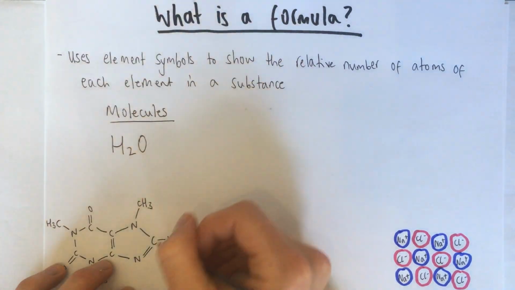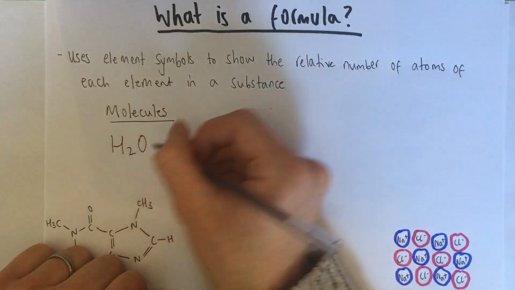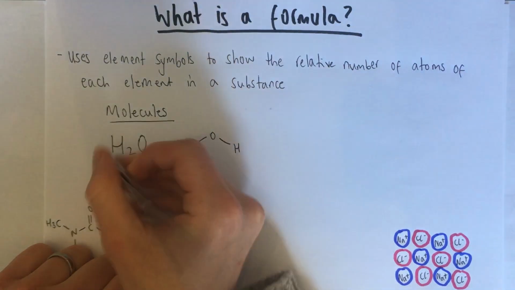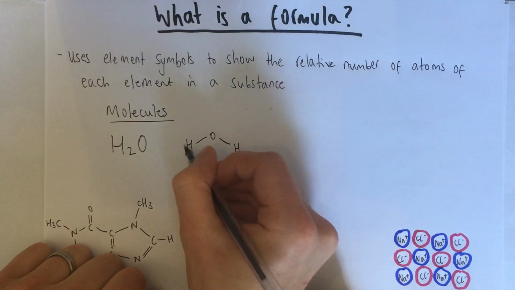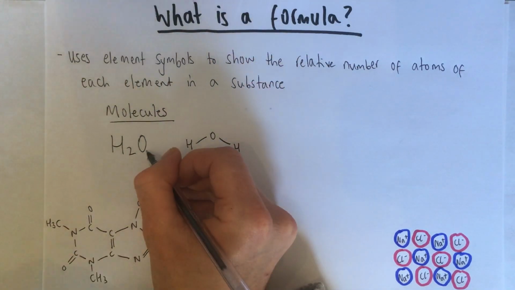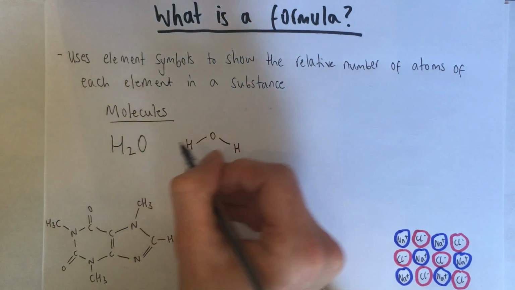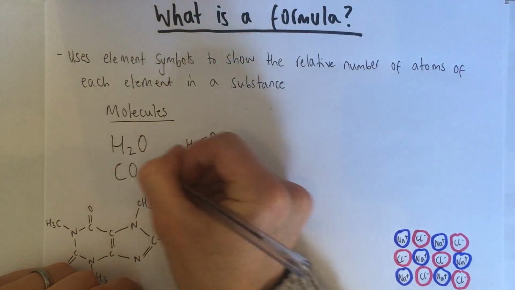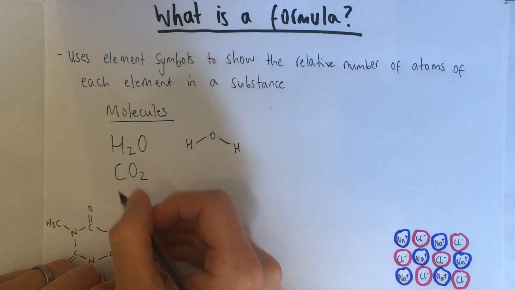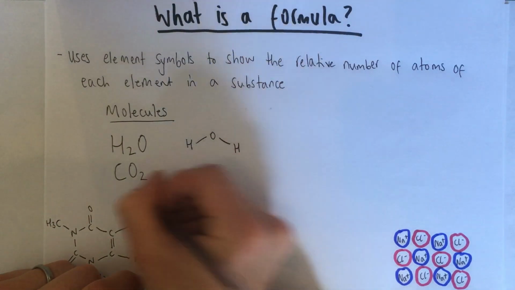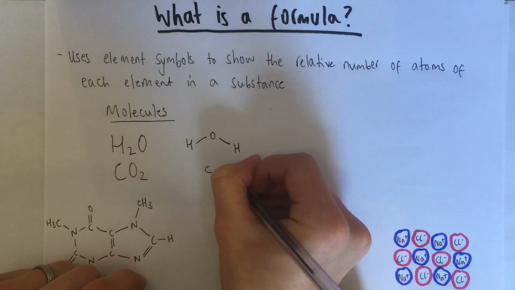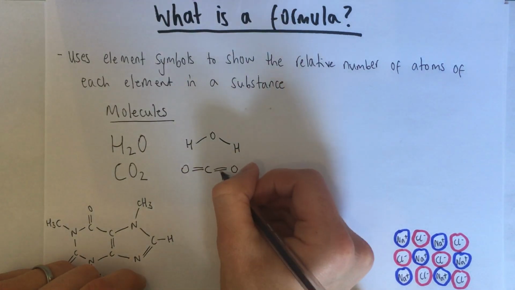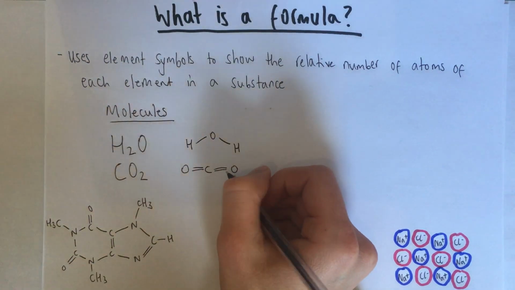The formula is H2O. That tells us that water is made of molecules and each one has 2 hydrogen atoms, because there's a little 2 after the H, and 1 oxygen atom, because no number after the O means 1. Another example of a common molecule is carbon dioxide, which is CO2. That tells us that each molecule has 1 carbon atom, because there's no number after it, and that's bonded to 2 oxygen atoms. Don't worry about the fact that I've drawn double bonds there.